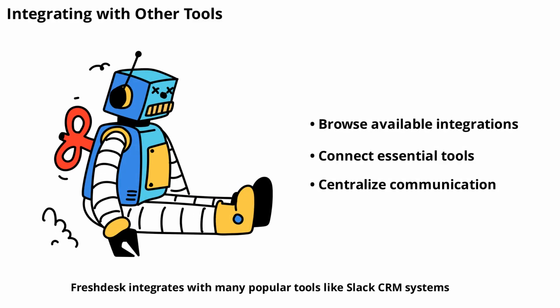Freshdesk integrates with many popular tools like Slack, CRM systems, and project management apps. In admin, go to Apps and browse available integrations. Connect the tools your team already uses to centralize communication and boost productivity.